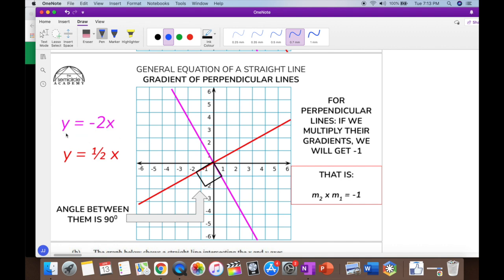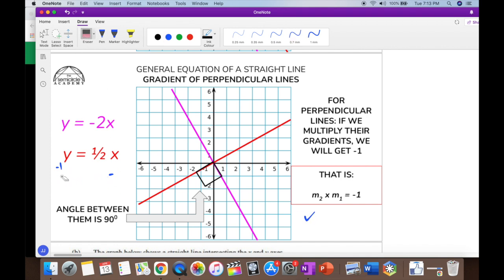So we have y is equal to -2x, y is equal to 1/2x. Hey, are these two lines perpendicular? Well, let's check. I'll take the gradient of the first line, which is -2, and I'll multiply it by the gradient of the second line, which is 1/2. And what will I get? Well, 2 crossed into 2 to give me 1, and a negative times a positive is -1. Look, I get -1. So that means that they are perpendicular, right?